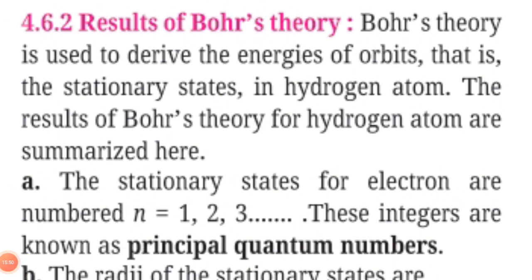4.6.2 Results of Bohr's theory. Bohr's theory is used to derive the energy of the orbit, that is, the stationary state in the hydrogen atom. The results of Bohr's theory for hydrogen are summarized here.